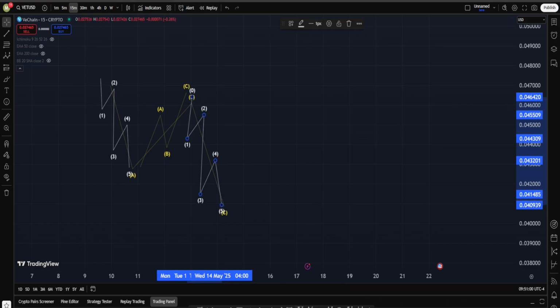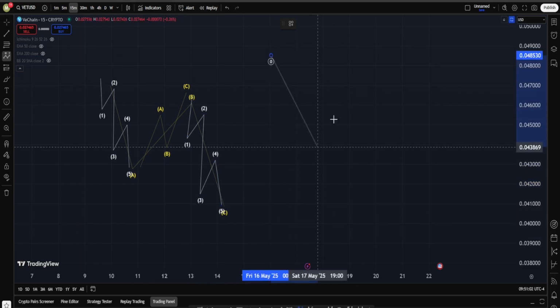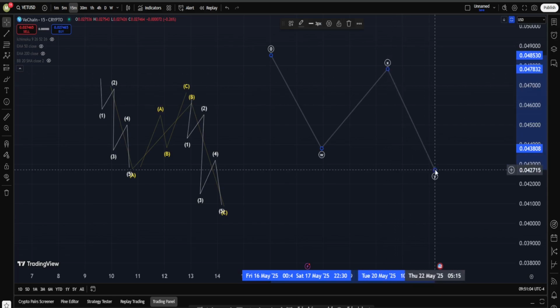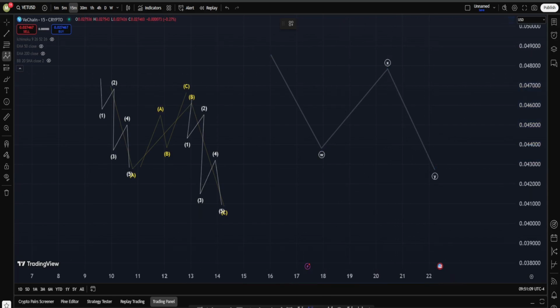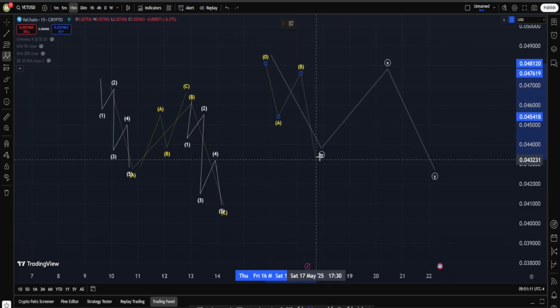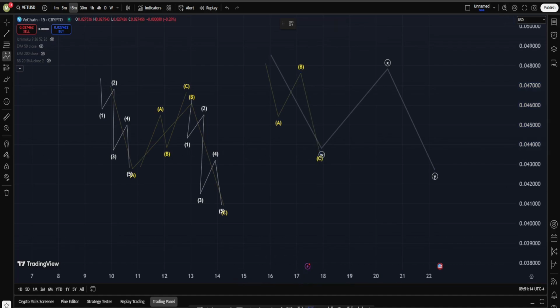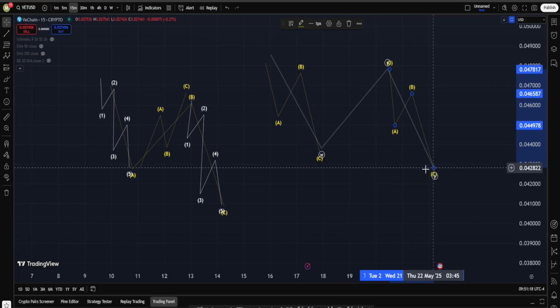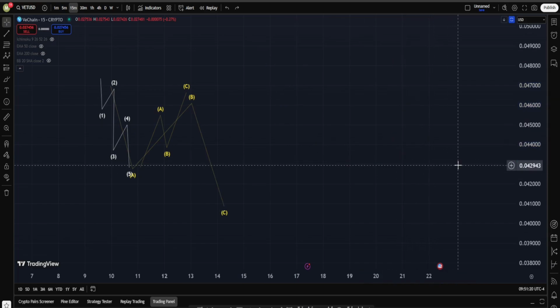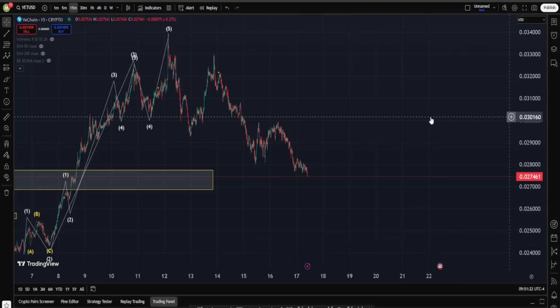On the other hand, you can consider the possibility of having a WXY in the form of a double zigzag, and for wave W, this is going to be our first ABC, correction for wave X. The shape of it doesn't really matter, and yet another ABC zigzag into our wave Y. Now let's go on the live chart and count some waves.